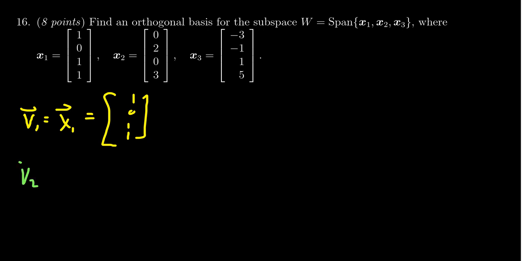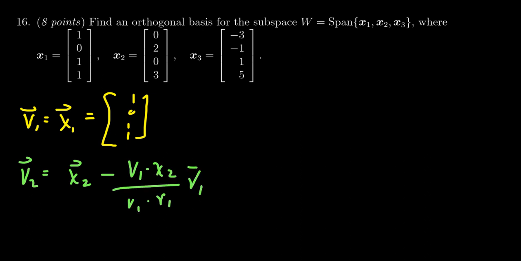v2, on the other hand: to compute v2, we need to take x2, the second vector in our basis right here, and subtract from it v1 dot x2 over v1 dot v1 times v1. With real vectors it doesn't matter the order of the dot product, but for complex vectors it does. The Hermitian product changes to the conjugate if you get the wrong order. So make sure x2 shows up second. So x2, given what was listed above, is 0, 2, 0, 3.